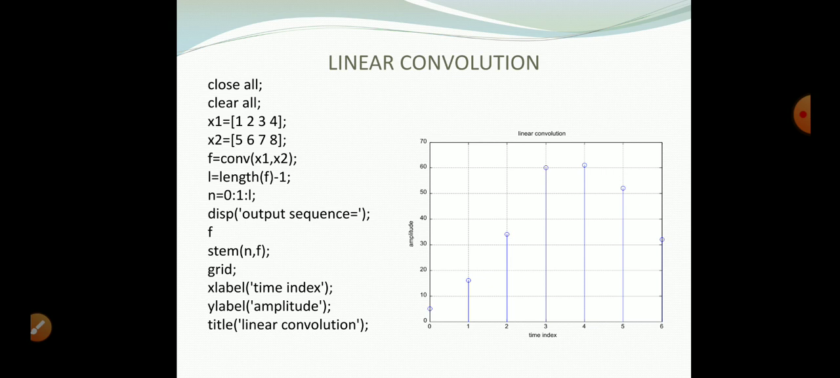Then display the output sequence f. Here we are placing f. That means the output, or linear convoluted values, are displayed in our command window. To display the output sequence in the command window, we place the f in this way. Then stem of n comma f and grid. Stem of n comma f plots the stem graphically, and grid and x label, y label, title are given to this graph, and this is the linear convoluted signal.